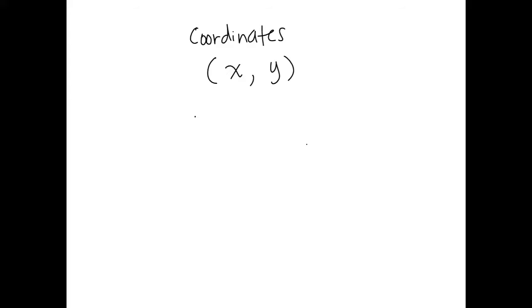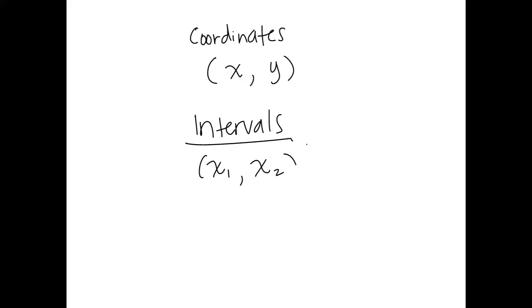However, when you look at intervals, they're x's. Both values are x's. So you have like an x1 comma an x2, okay? On intervals, they're both x values, versus on a coordinate, you have an x comma y. Intervals, they're both x's versus a coordinate, you have an x and a y, okay? So I'll show you what I mean.